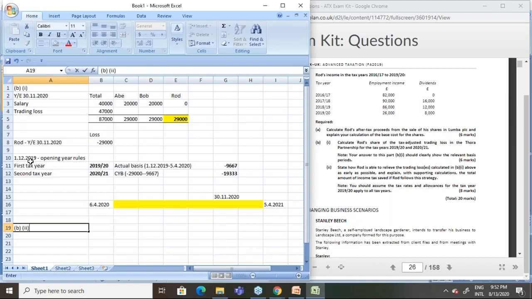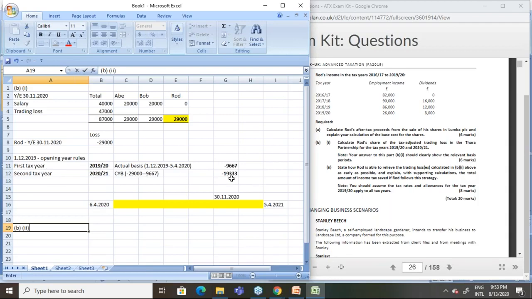And the other option available is the special opening year relief, as it is a newly started business for Rod. According to opening year relief, if you have incurred a loss during the first 4 tax years of the business, and Rod started the business on the 1st December 2019, so in the first tax year, he has incurred a loss of 9,667.